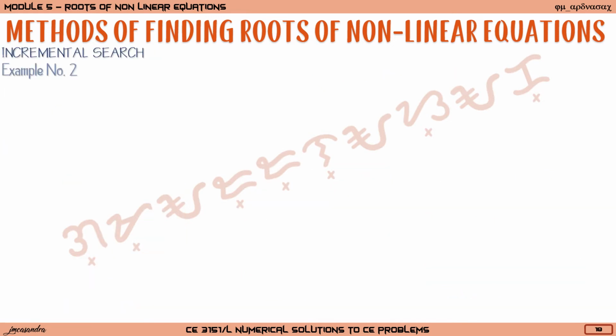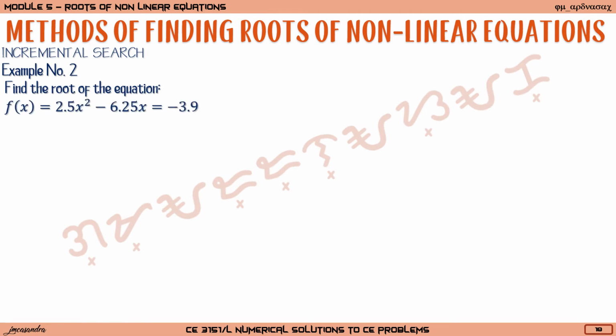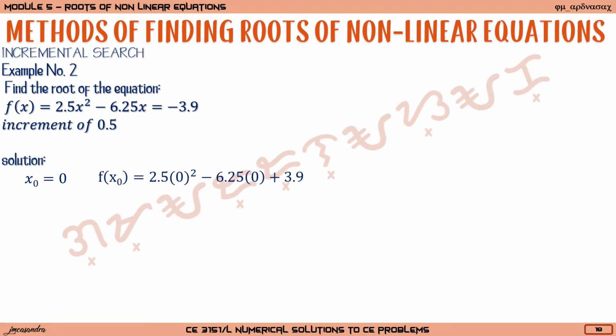Okay, next example, number 2. Find the root of the equation. Function of x is equal to 2.5x squared minus 6.25x plus 3.9 equal to 0. We'll be using a delta or an increment of 0.5. So for our solution, let's have x sub 0, our initial guess, at 0. Substituting 0 in our equation, we get 3.9.